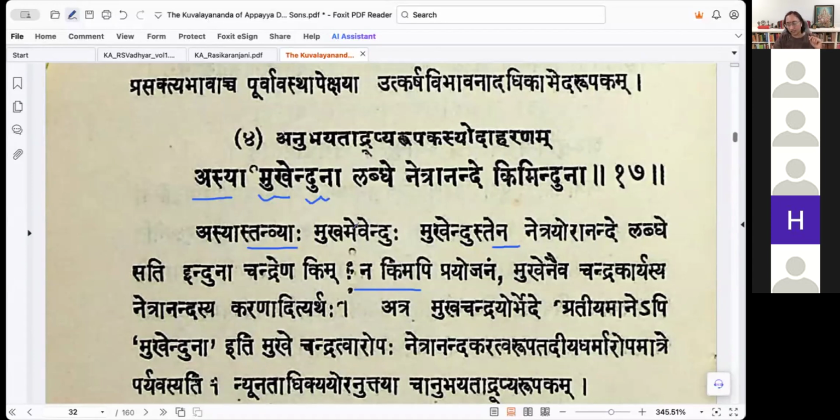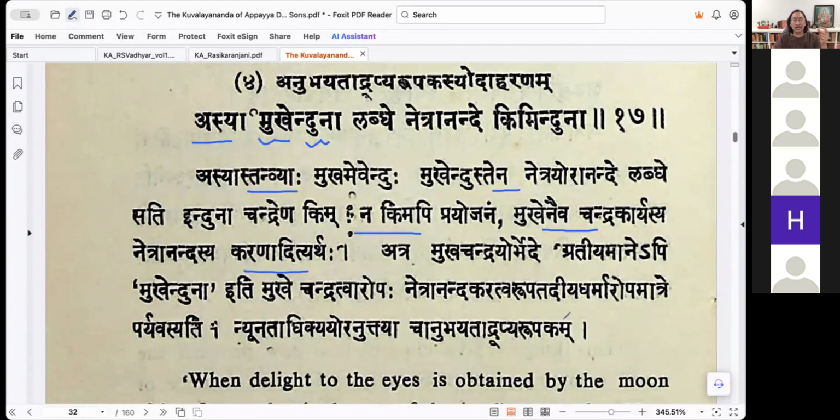So induna, prasiddha chandrena, kim na kimapi prayojanam. Mukhenaiva chandrakaryasya netranandasya karanat. Because the netranandam is a karyam that is usually done by the chandra. But now that work has been achieved by this face, which is a moon now for me. So there is no use for the prasiddha chandra.